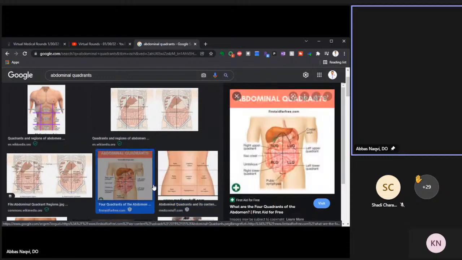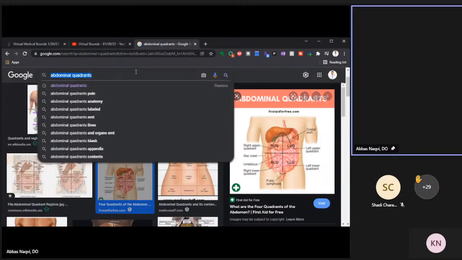If we look at the anatomy, on that left side over here you have your intestines, you have your kidneys, and then right here is your bladder, right? So that's where she's having her tenderness.